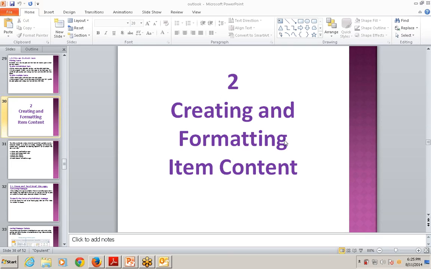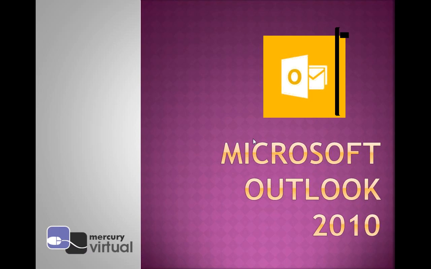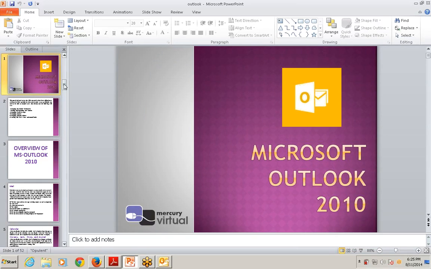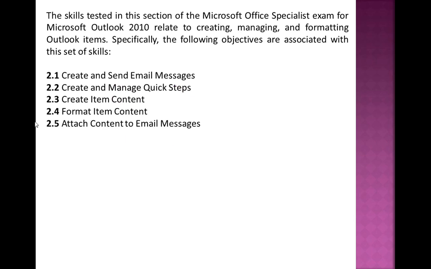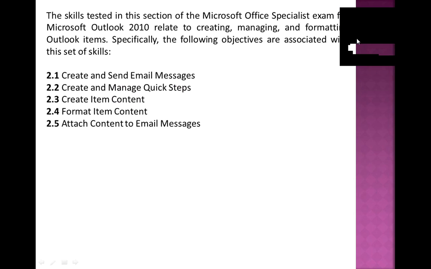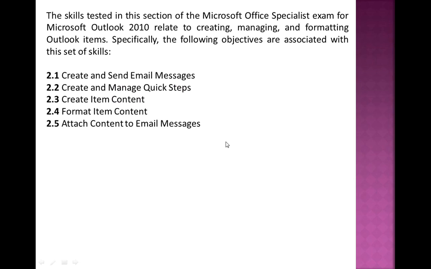Now let's start with chapter number 2, that is creating and formatting item contents. Means how to create and how to format the content that is available in Outlook 2010. This chapter contains 5 parts, means there are 5 topics in chapter number 2.